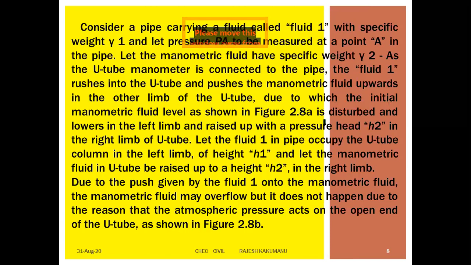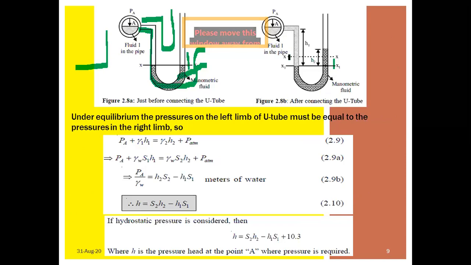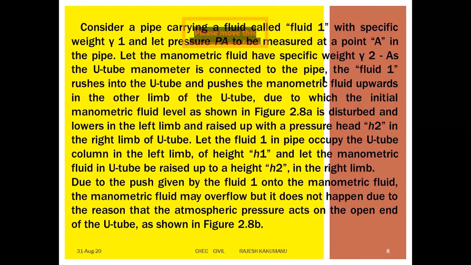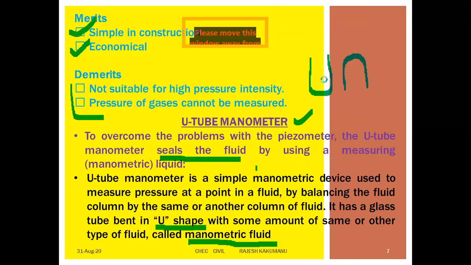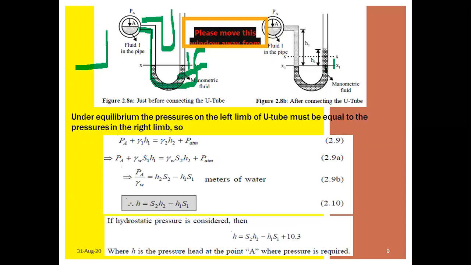Now see, whenever this water is coming into the tube and pushing this manometric fluid, what happens? What happened to the fluid inside? This fluid is going upward in the tube. Now what happened here? You are getting a pressure difference, right? You are also getting a change in the height.